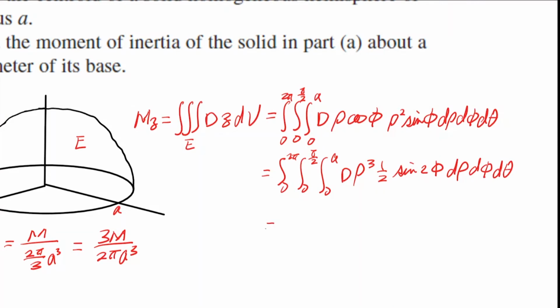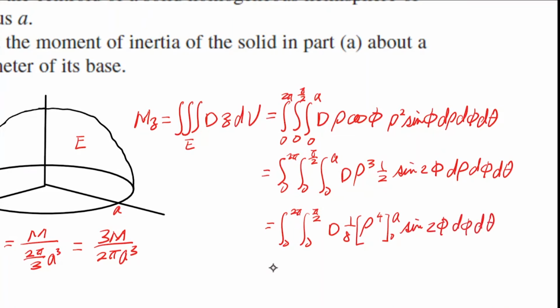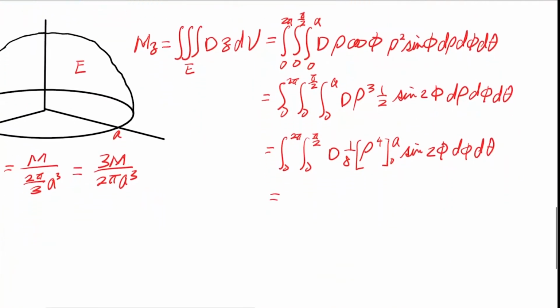Okay, let's integrate. So 0 to 2 pi and 0 to pi over 2. And then we have, should we take these constants outside? Let's not yet. So we have d rho cubed. We'll have rho to the 4th power, right? So we have 1/8 now. So far so good. And then from 0 to a, sine 2 phi, d phi, d theta. Y'all with me? Say yes.